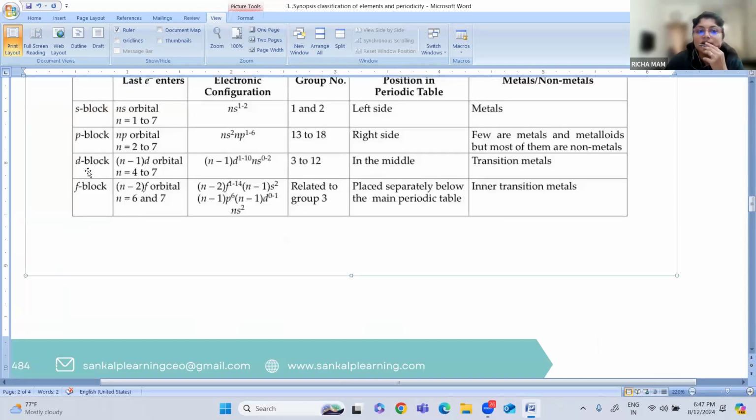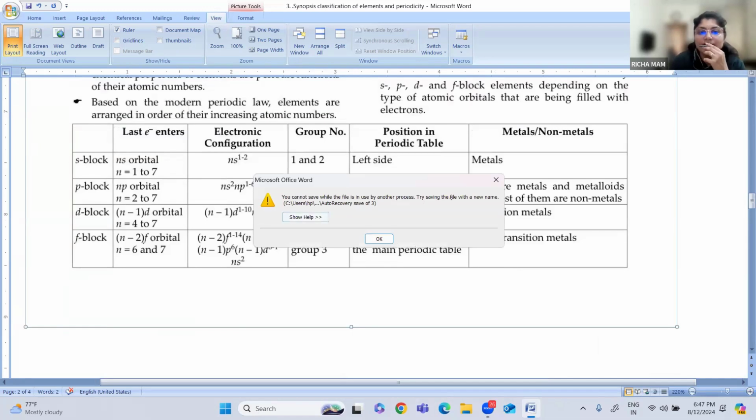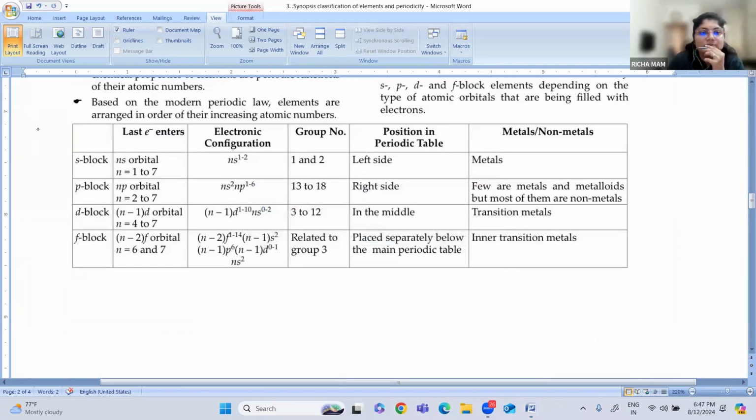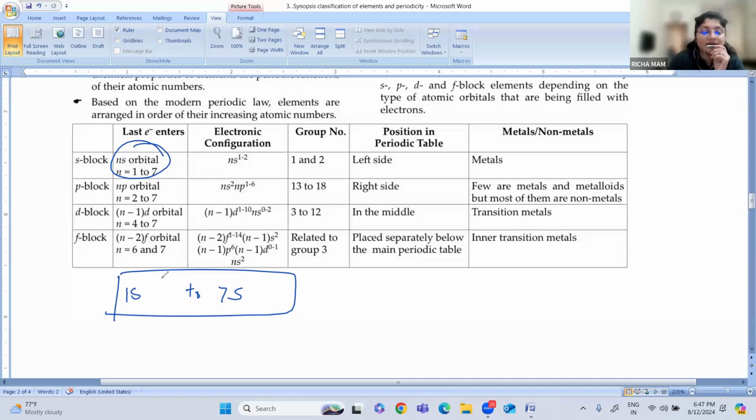So here, S block. In the S block, what can you see? In the S block, the last electron is entering into which orbital? Into the ns orbital. And the s orbital starts from 1s to 7s. So when the last electron enters only an s orbital, that element is positioned in the s block. So the electronic configuration of the s block is ns1 to 2.